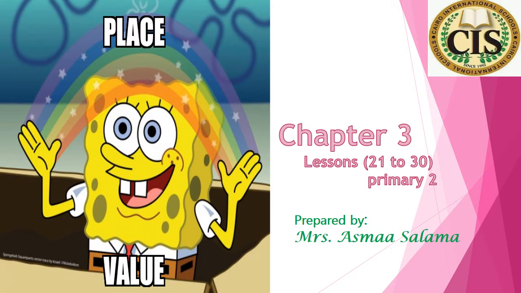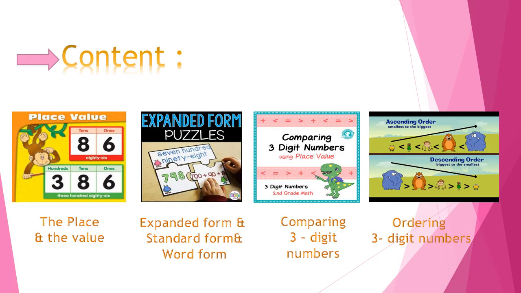We will study chapter 3, lessons from 21 to 30. We will learn the place and the value of the number and how to write the number in expanded form, standard form, and word form. Also, comparing between three-digit numbers, and finally ordering three-digit numbers.